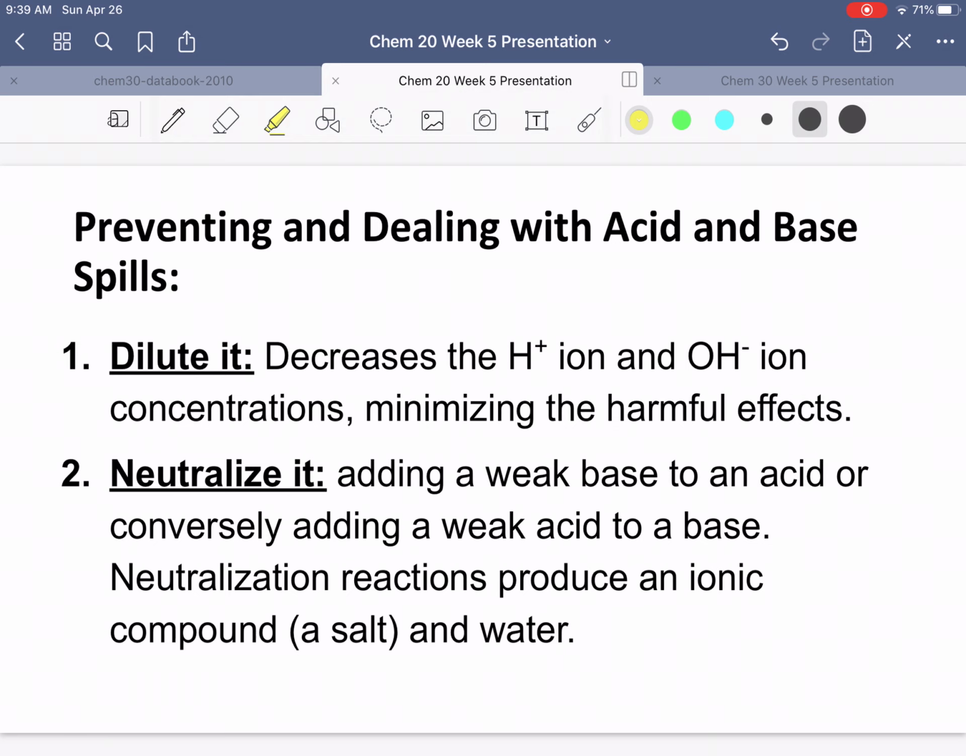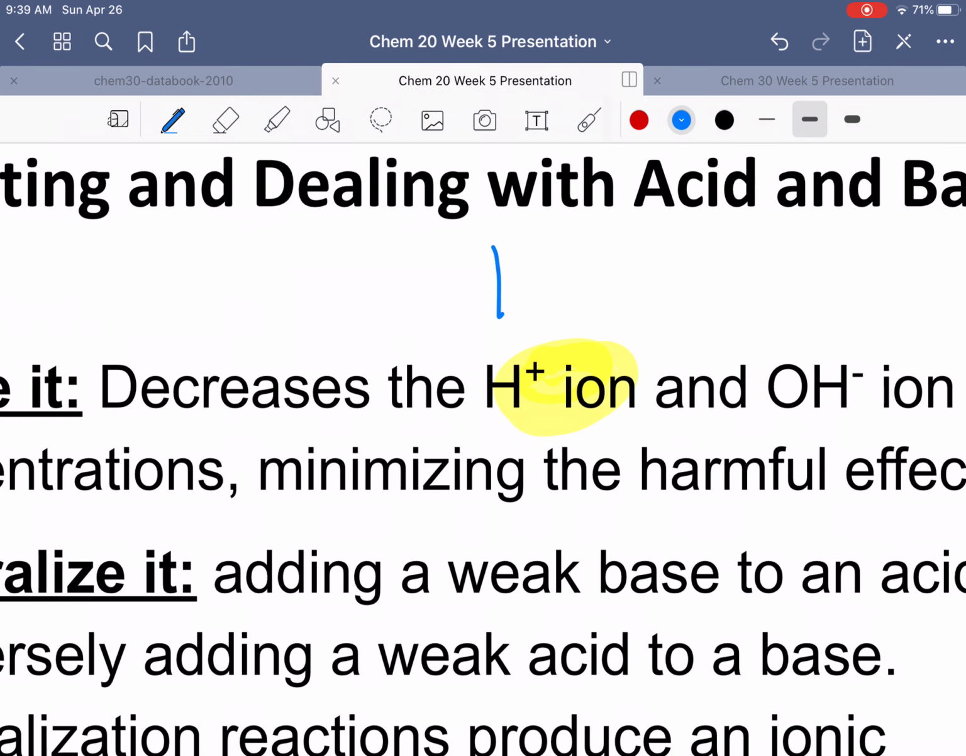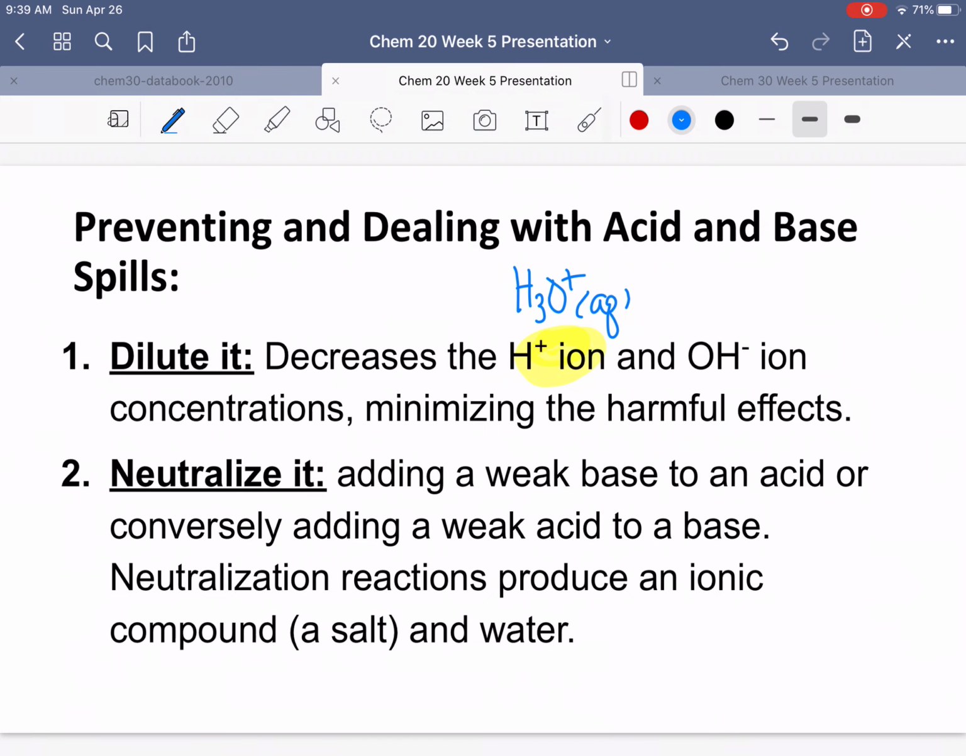Well, ultimately, it is the H plus, which we now know is actually hydronium ions, that can potentially do the damage, and the hydroxide ions that do the damage. So if we can lower the concentration of those, then ultimately they're not as harmful. And this is pretty simple.